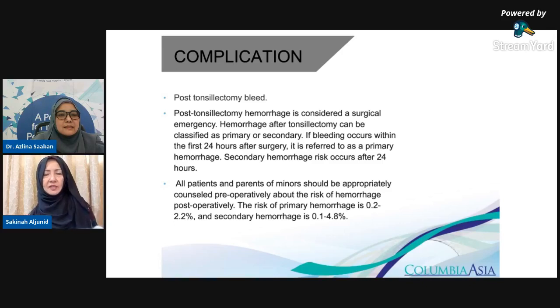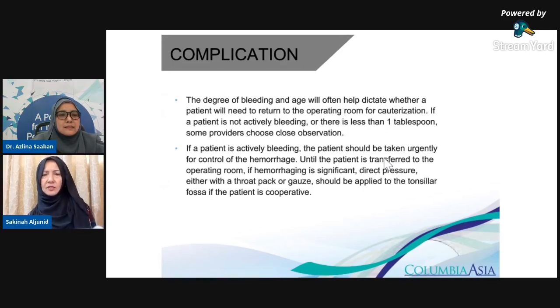But earlier during the talk you mentioned something about hemorrhage. Yeah, hemorrhage. During the operation, definitely there will be bleeding. So we cauterize, stop the bleeder, and then we wait for a while, like 10-15 minutes, to make sure there's no more bleeding, and then the operation is over.